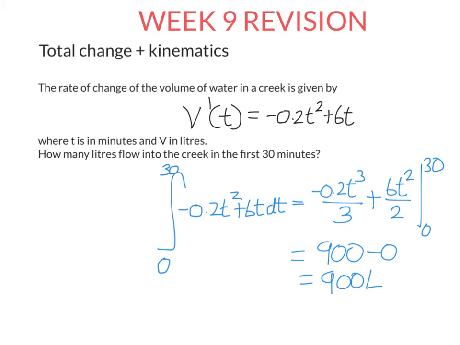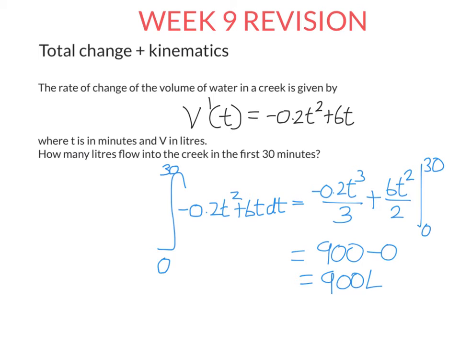So I want to make a point here. We can't, from this information, figure out how many litres are actually in the creek. We can't even figure out how many litres were in the creek to begin with. The reason is if we integrate this to find the volume function, we don't have enough information to find the constant of integration. So there could have been 1,000,000 litres to begin with, or there could have been 1 litre to begin with. We don't really know. All we know is the change in volume.